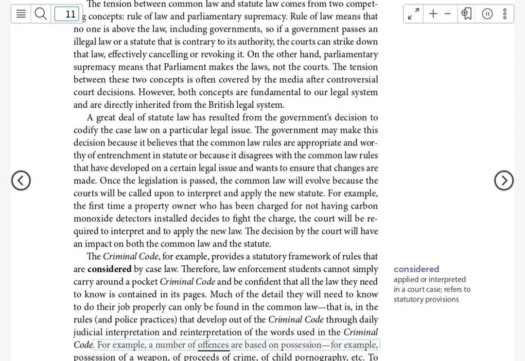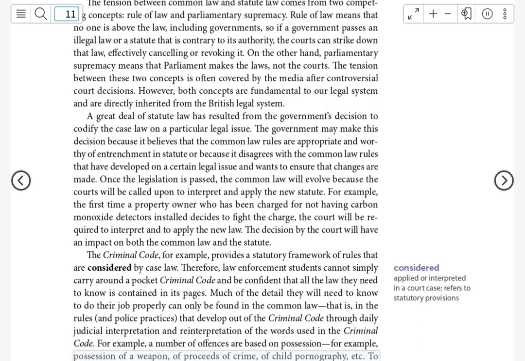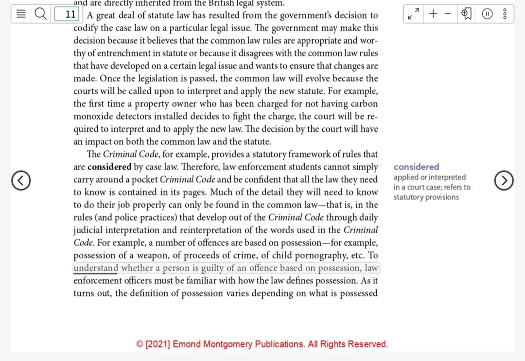For example, a number of offenses are based on possession, for example, possession of a weapon, of proceeds of crime, of child pornography, etc. To understand whether a person is guilty of an offense based on possession, law enforcement officers must be familiar with how the law defines possession. As it turns out, the definition of possession varies depending on what is possessed, and it is considered, applied, or interpreted in a court case.